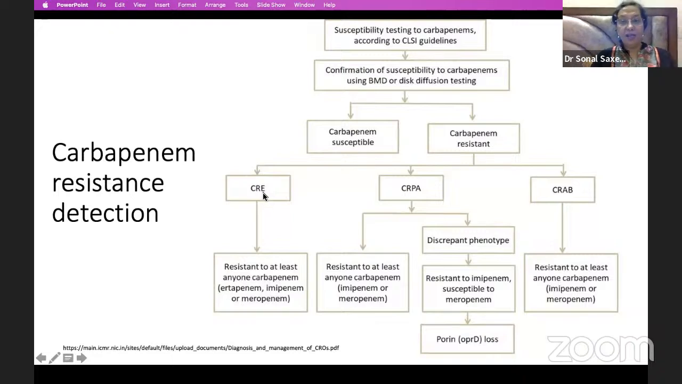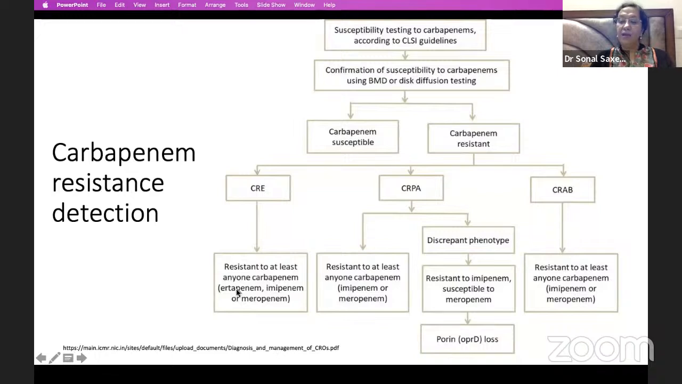Now, if it is CRE, resistant to at least any one carbapenem, that is either ertapenem, meropenem, or imipenem, you label it as CRE. If it is Pseudomonas aeruginosa and you find that it is resistant to any one, say imipenem or meropenem, ertapenem will not work for Pseudomonas. So in this case, you will call it a resistant isolate. But if you have a discrepant phenotype, meaning that it is resistant to one but susceptible to another, then it probably shows a porin loss and not carbapenemase production.